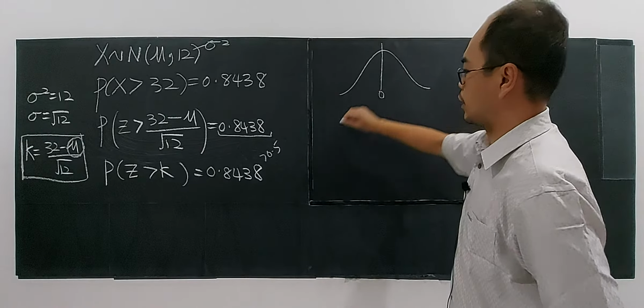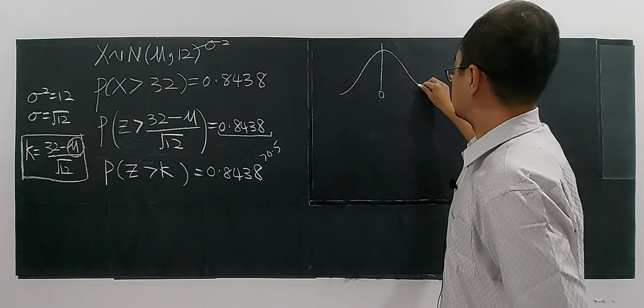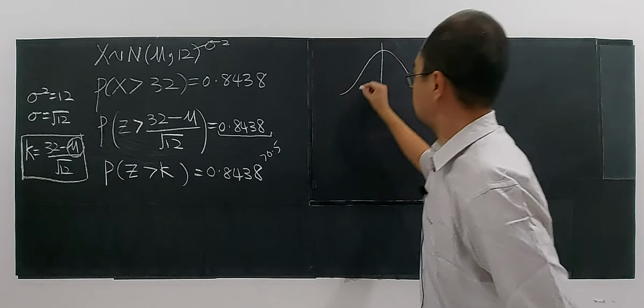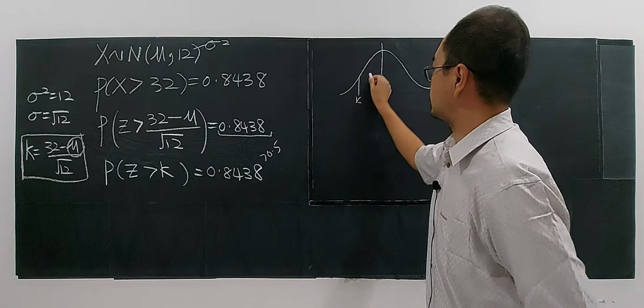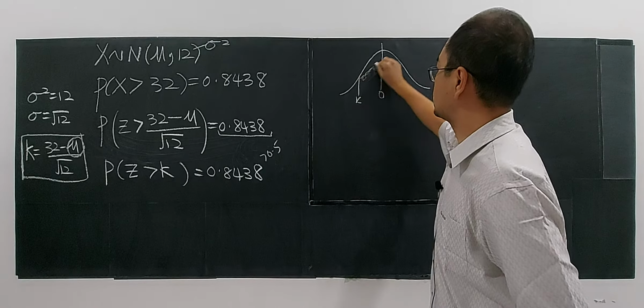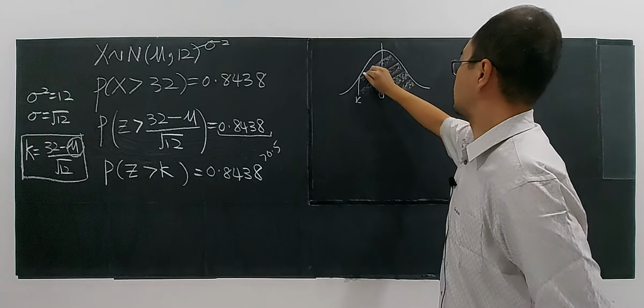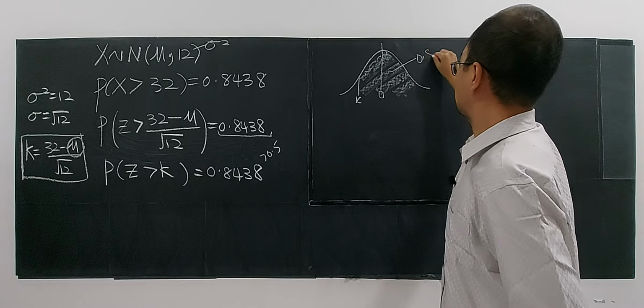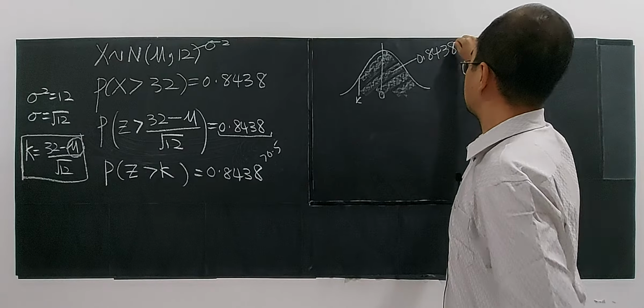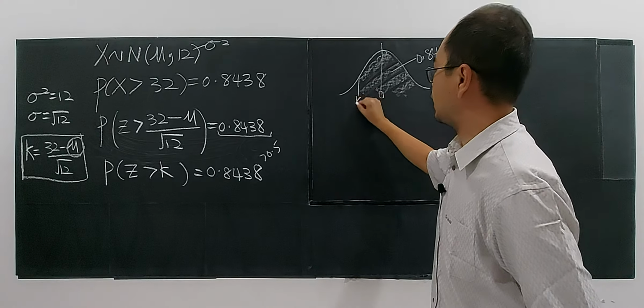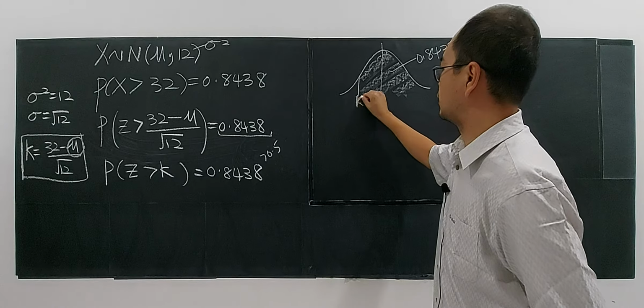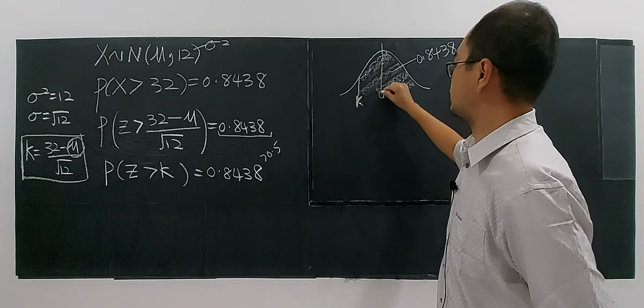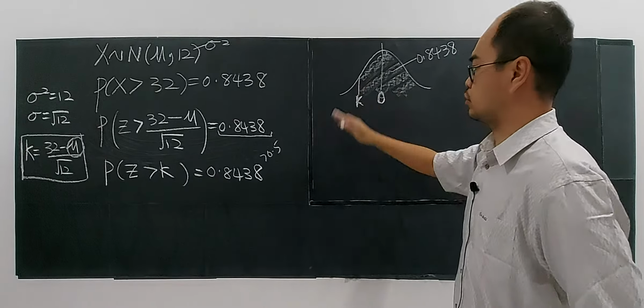So 0.8438 is more than, right? This is less than, this is more than. So the area here is already 0.8438. So K must be a negative number, right? It's on the left hand side of 0.